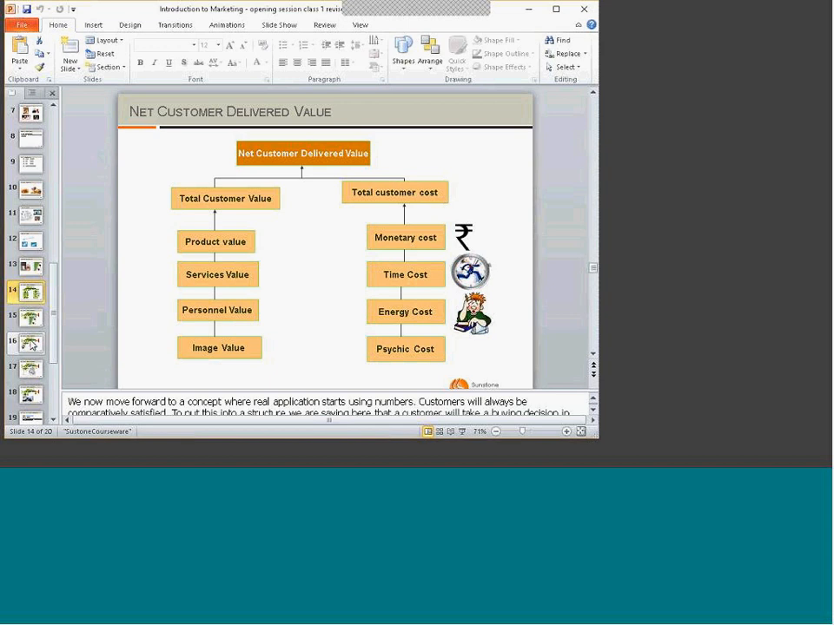So companies, when they move to the value proposition, find that increasing prices helps in increasing profitability without the customer feeling bad, because the customer still gets a higher NCDV. The customer will shift as soon as the NCDV goes low.